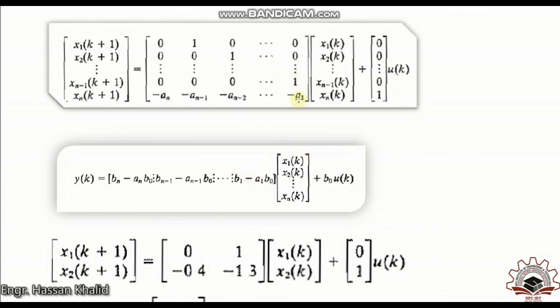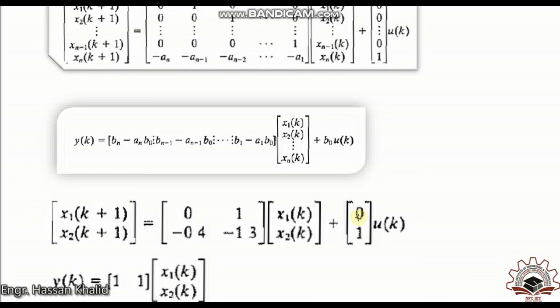Alright, with the help of this general form, we can easily adjust the values of a1 and a2, which will be minus a1, which is minus 1.3, and minus a2, that will be minus 0.4, while the rest will be followed in the conventional way. 0 and 1 is the unit vector, which is telling us that the system has only one input.